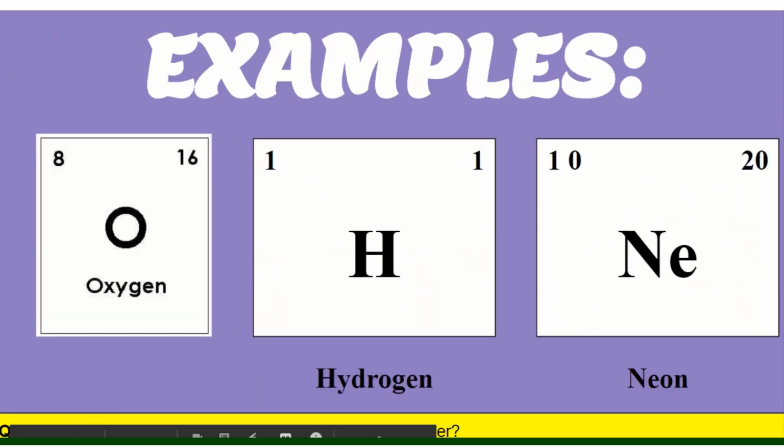Some examples are oxygen. The element oxygen is represented with a capital O. Hydrogen is represented with a capital H. And neon is represented with a capital N and lowercase e. Those are some examples.